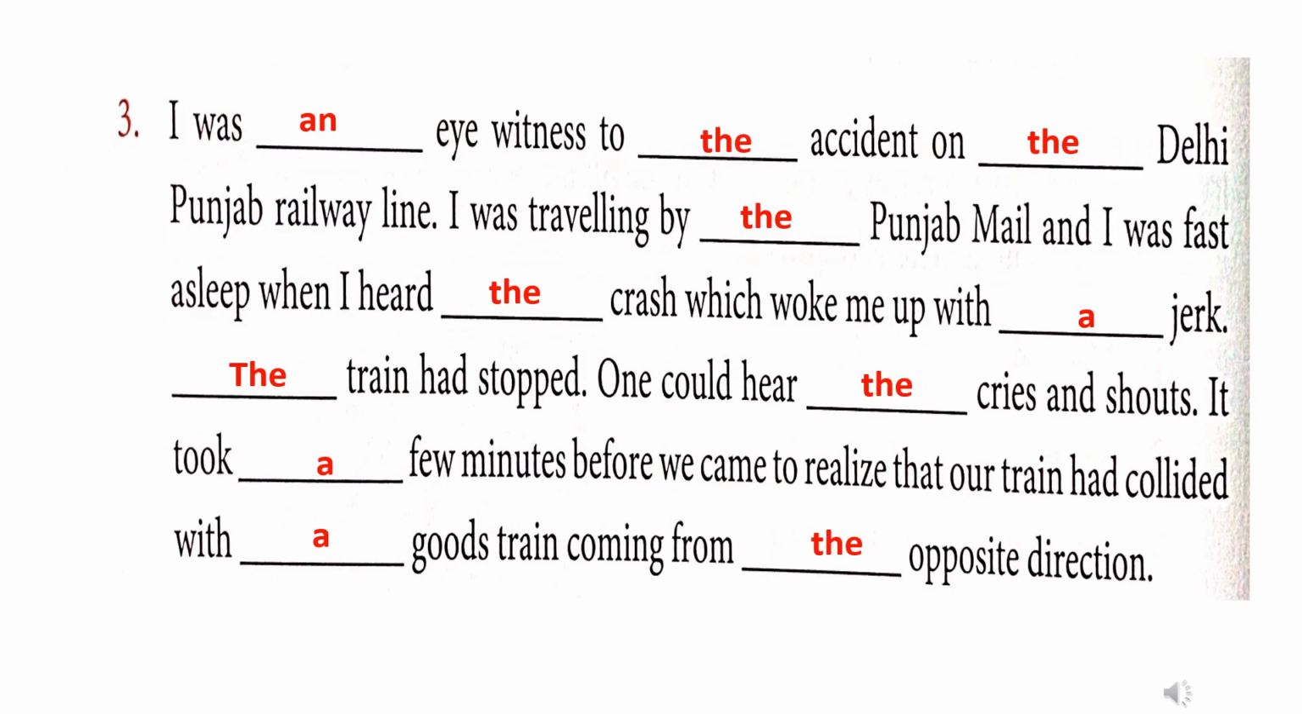Third, I was an eyewitness to the accident on the Delhi Punjab railway line. I was traveling by the Punjab Mail and I was fast asleep when I heard the crash, which woke me up with a jerk. The train had stopped. One could hear the cries and shouts. It took a few minutes before we came to realize that our train had collided with a goods train coming from the opposite direction.